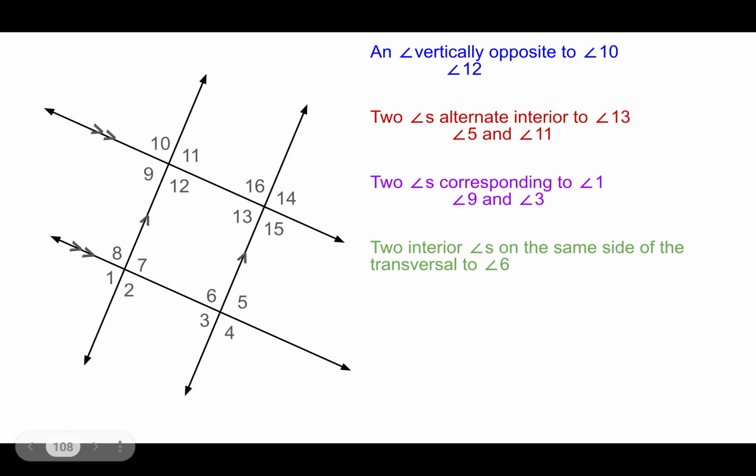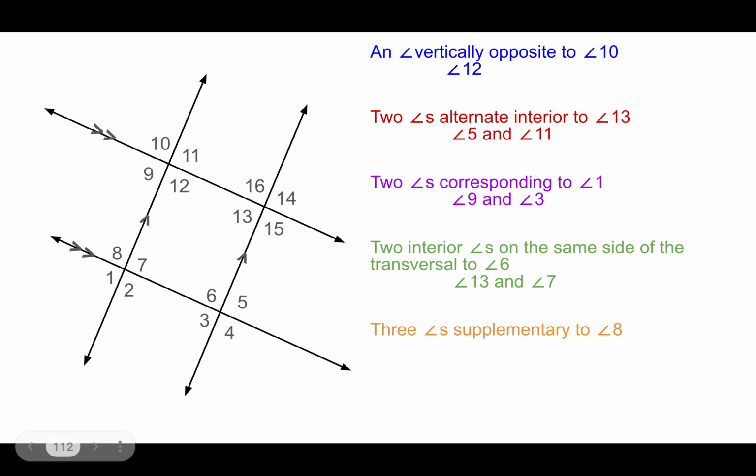Now we're going to find two interior angles. We want them on the same side of the transversal as angle 6. So angle 6, I'm going to highlight these, and you can see now that these are your two lines. Here's my transversal. So you can see that they're inside the parallel lines and they're on the left side of the transversal. Now angle 6 and angle 7, again, I'm going to make these two lines my parallel lines. Here's my transversal, and you can see that they're on the right side of the transversal.